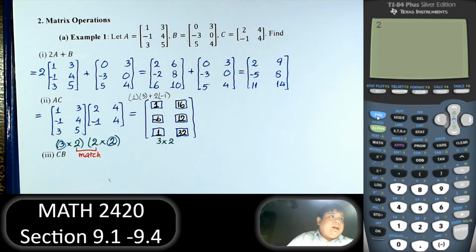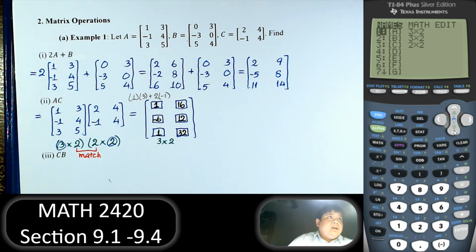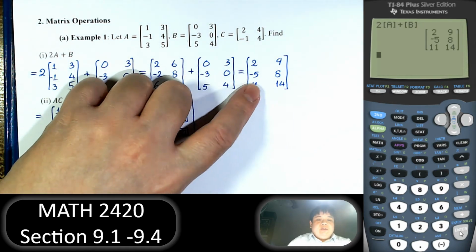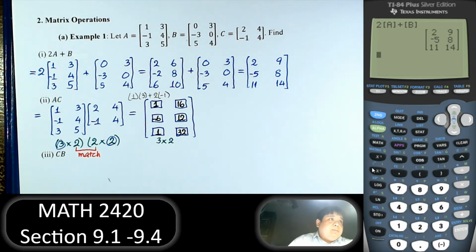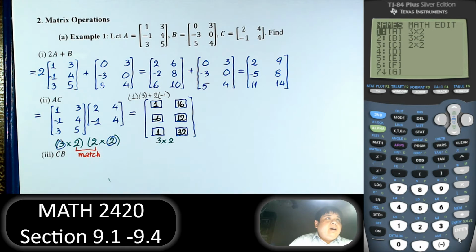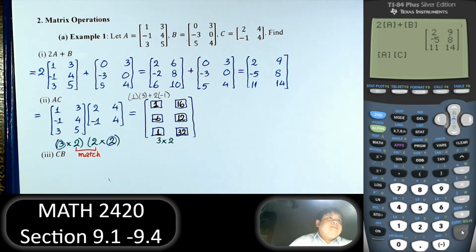2, second matrix. When Names is highlighted, hit enter and we will recall it. So 2A plus second matrix B. And so we have 2, 9, negative 5. So that's what we have. And then how about A times the matrix C? Under Names, go down to C and recall it.